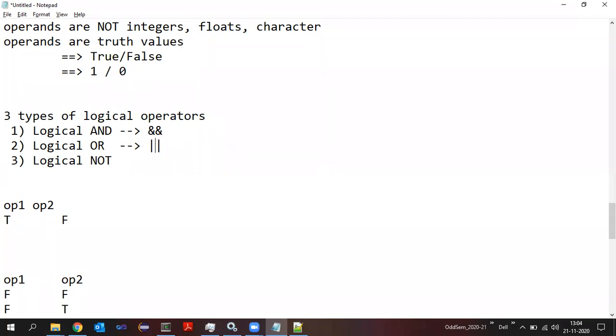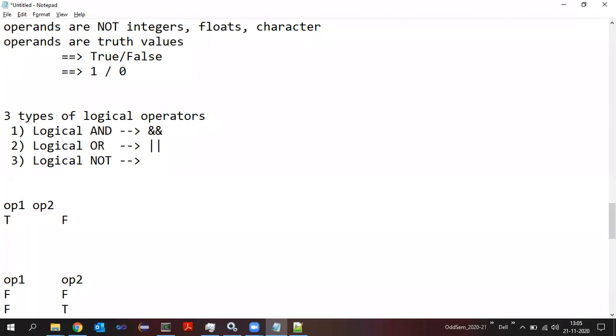Now you may ask, sir, where are these two characters on the keyboard? Usually these characters are just above the enter button on the keyboard. If you want to type that, you need to press Shift and that particular key. Then you will get this symbol, which we sometimes call a pipe. If you type two pipes, then the respective operator is logical OR.